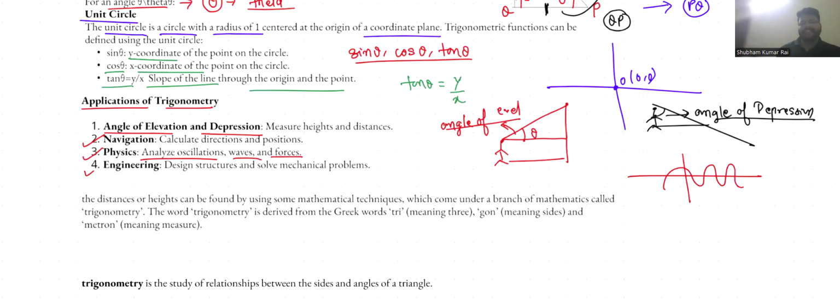We design, construct structures, and solve some mechanical problems. These all are based on the trigonometry chapter. So now you can understand what the most important thing we have to learn in this class is: trigonometry, right? Because it will come in all parts of our life, that is elevation, navigation, physics, and engineering. Okay, so now let us move further.